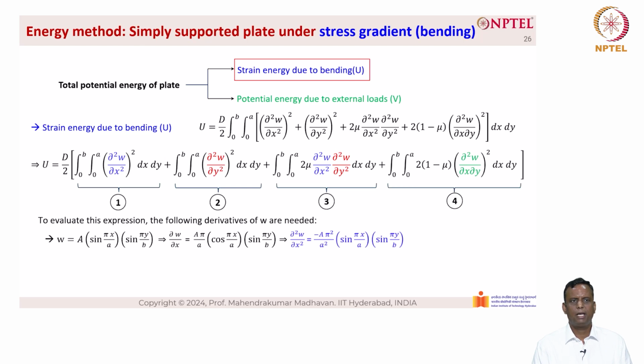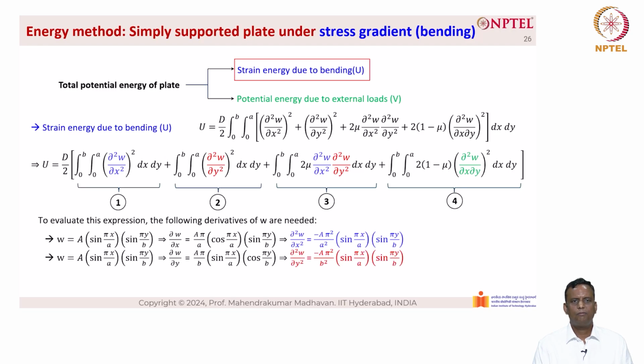So, W equal to A into sin(πx/a) into sin(πy/b). We have ∂W/∂x equal to A into π/a into cos(πx/a) into sin(πy/b). And ∂²W/∂x² equal to minus A into π²/a² into sin(πx/a) into sin(πy/b).